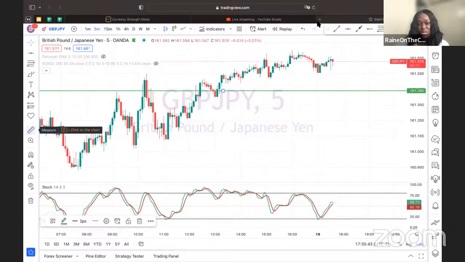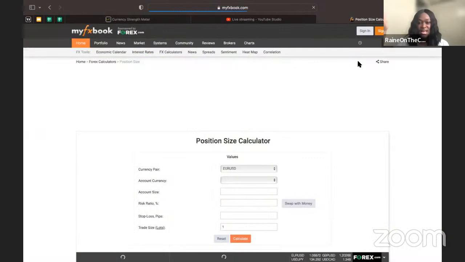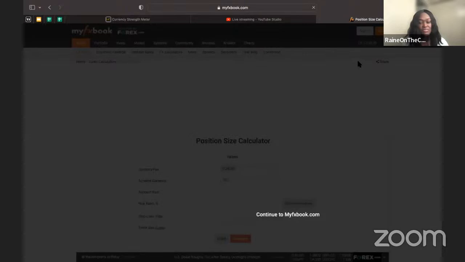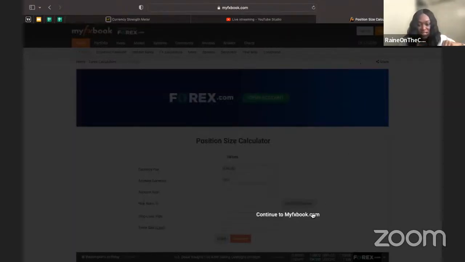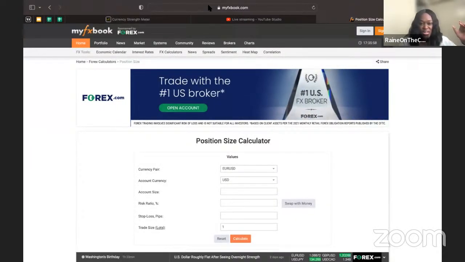So let me pull up the position size calculator. So I said that you can go for 20 pips a day and pretend like pips are centimeters. It's a measuring tool, right? Say you go for just 20, you're not going for 100.